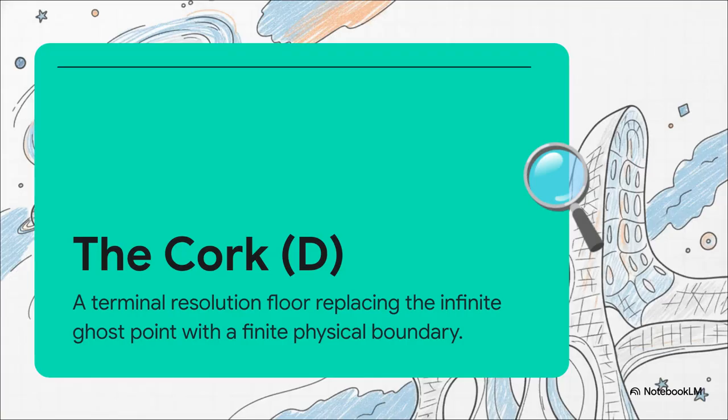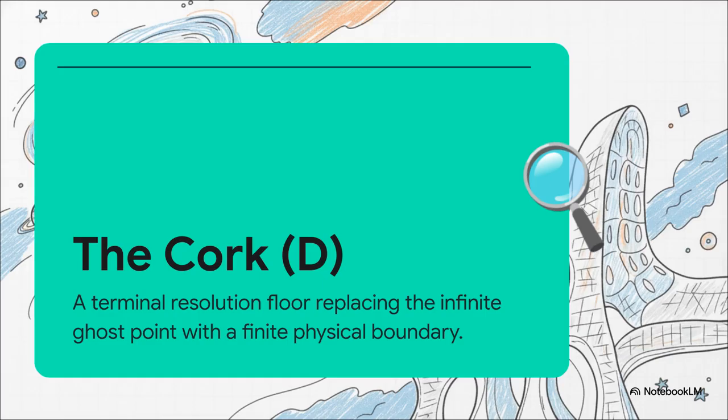But hey, we still have to deal with that infinite singularity at the center, right? This is where we introduce the concept of the quark, represented by the variable capital D. The quark physically plugs the infinite hole in our mathematical well. It replaces that zero-dimensional ghost point with a finite physical boundary, a terminal resolution floor. By replacing the infinite abyss with this finite quark boundary, D, we successfully stabilize those extreme physical and mechanical trajectories we saw earlier. Our computation doesn't crash into chaos anymore.